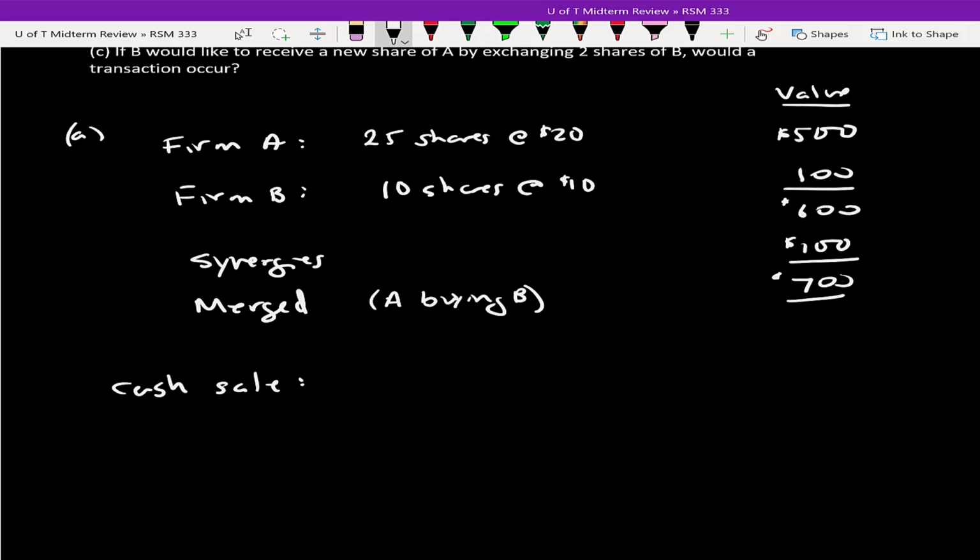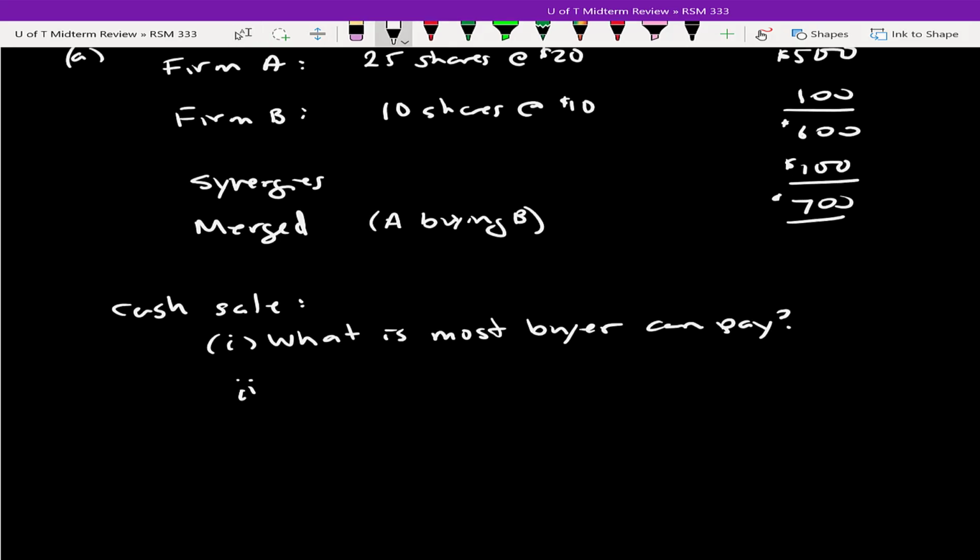Okay, so in a cash sale, what you want to do in both transactions is find out 2 things. One, what is the most that the bidder can pay? At what point does it become unprofitable? And 2, what is the least that the target or the seller will accept?